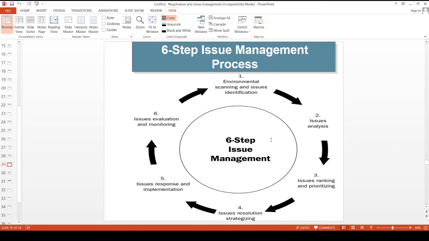Then after this identification, we will analyze that issue, how important that issue is for the organization, and accordingly in the next step we will have to rank these issues and prioritize them. If there are different issues, we'll have to prioritize what is the most important issue and what is the least important issue for the organization. Then we'll have to decide about the issue resolution, strategizing how we can resolve these issues.